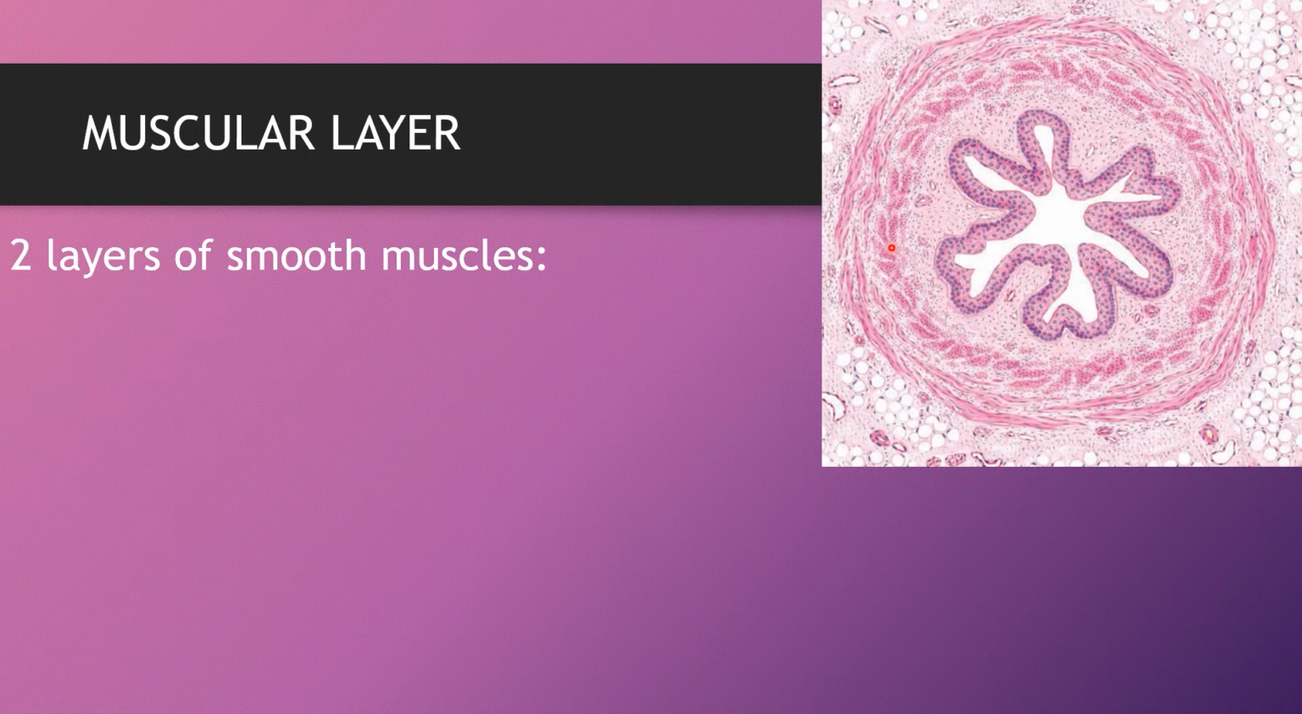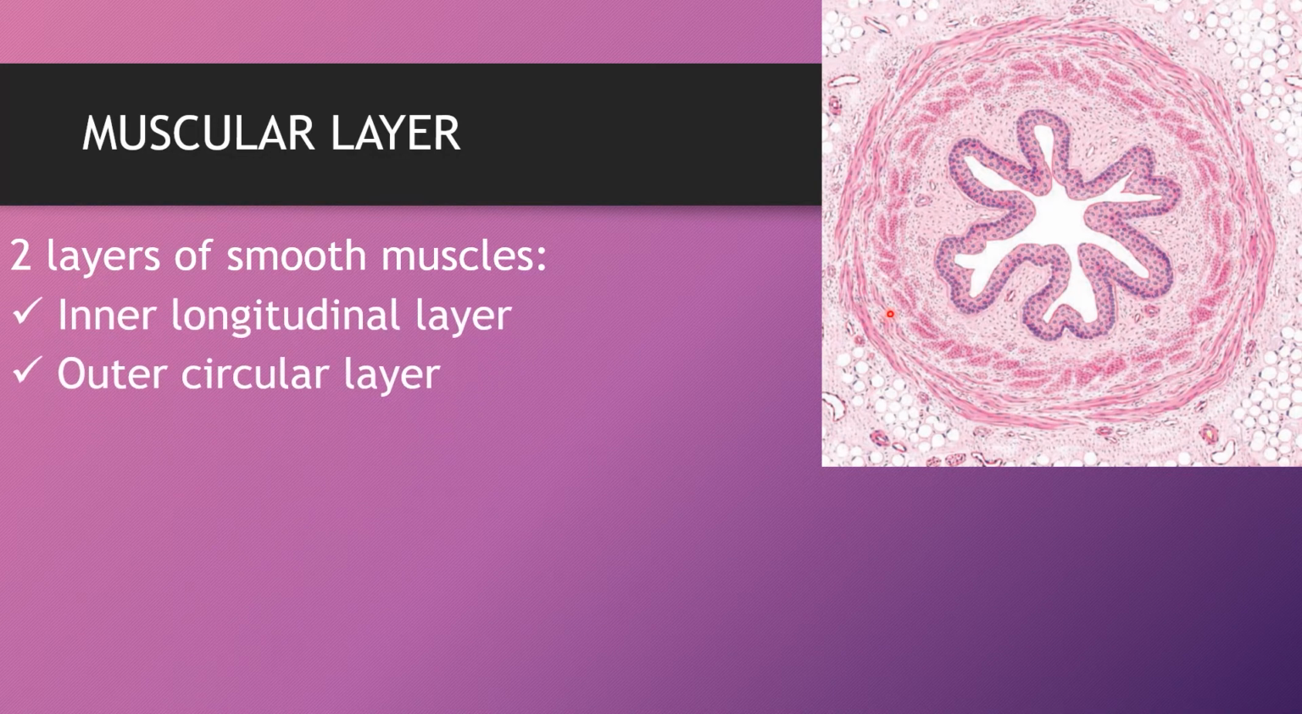Muscular layer: there are two layers of smooth muscle. We can appreciate this is the inner layer and this is the outer layer. The inner layer is the inner longitudinal layer and the outer layer is the outer circular layer. So there are two layers of smooth muscle. In GIT it is opposite: it is the inner circular layer and the outer longitudinal layer. So in the ureter, in the urinary system, it is different. It is the opposite of GIT. That you have to remember.